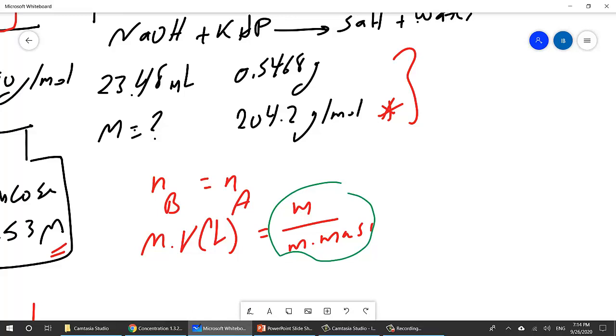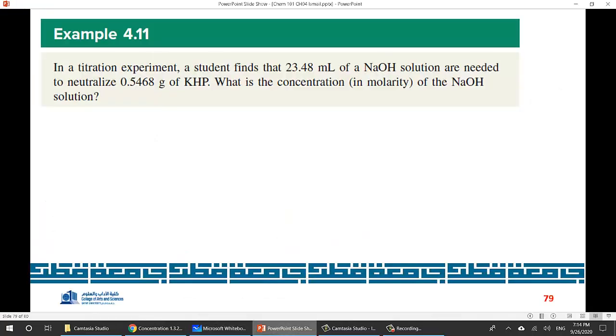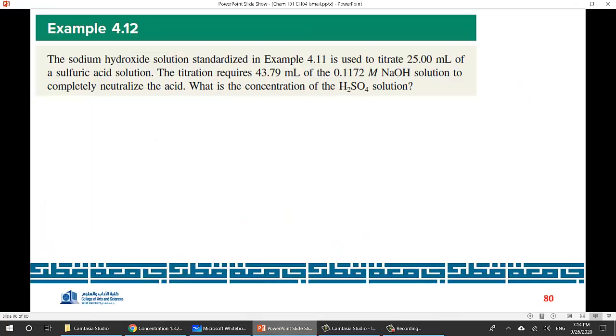We are going to solve this in class, and we're also going to solve a question about the titration of sodium hydroxide with H2SO4. And that would be the end of this chapter, chapter 4.